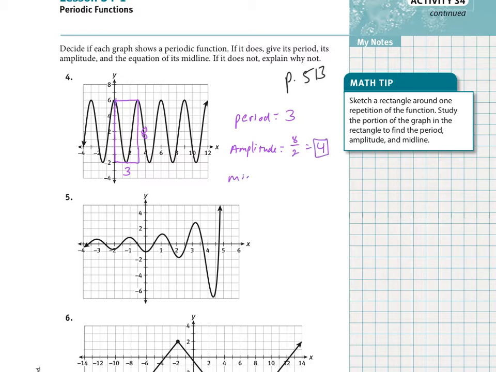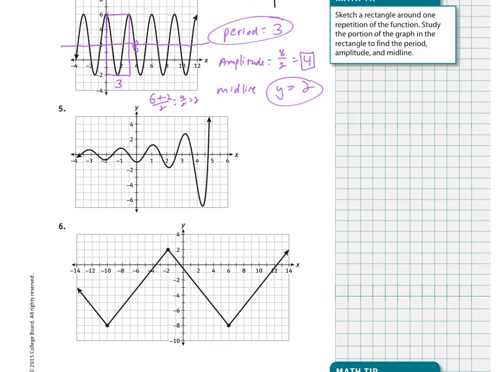And its midline is going to be at y equals, let's see here, 6 and -2. That's 4 divided by 2, so that's 2. Y equals 2 would be the midline. And again, visually, that should be pretty easy to see as well. So period of 3, amplitude of 4, midline of y equals 2.